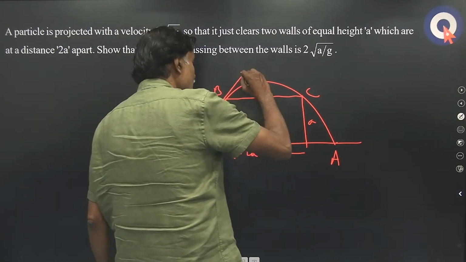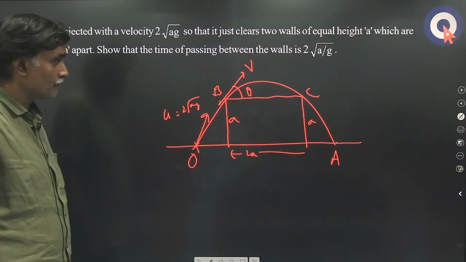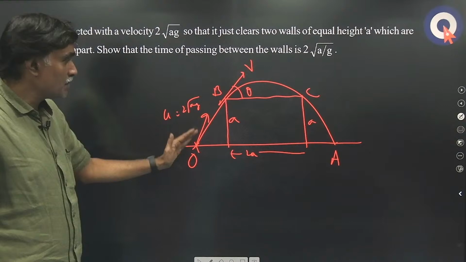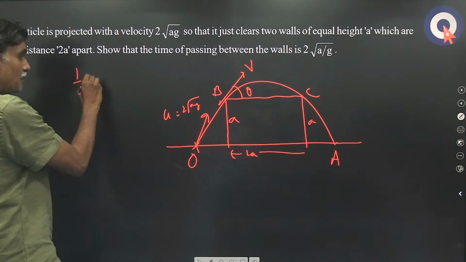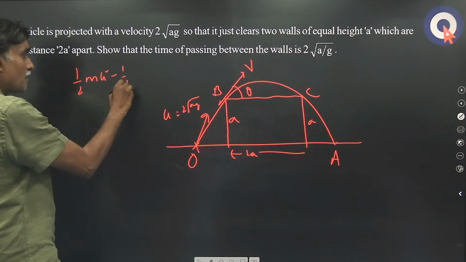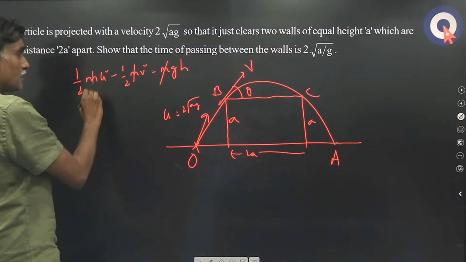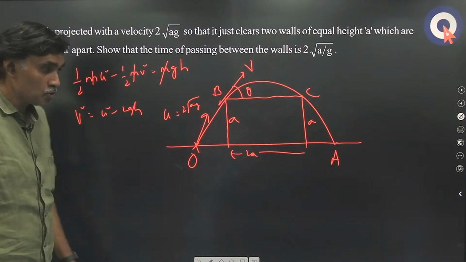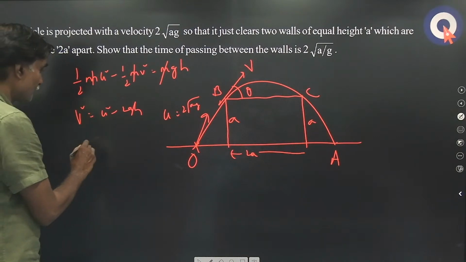So if velocity here is v and if this angle is theta, let us say, then if I do energy conservation from here to here, loss in kinetic energy equals gain in potential energy. What is loss in kinetic energy? Half m u square minus half m v square equals gain in potential energy, that is mgh. Okay. What is v square? It is u square minus 2gh. So in this case, what is velocity here? V. Okay. So v equals under root u square minus 2gh.